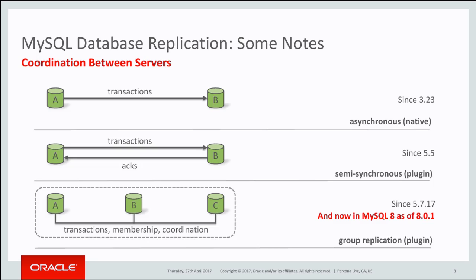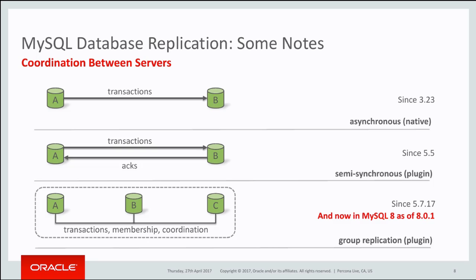In 5.5, we introduced the semi-synchronous replication plugin, which basically means that it's asynchronous replication which requires an extra communication round between the master and the slave, so that the slave can inform the master that the changes it has received have already been written to the relay log, to its persistent buffer on the slave.